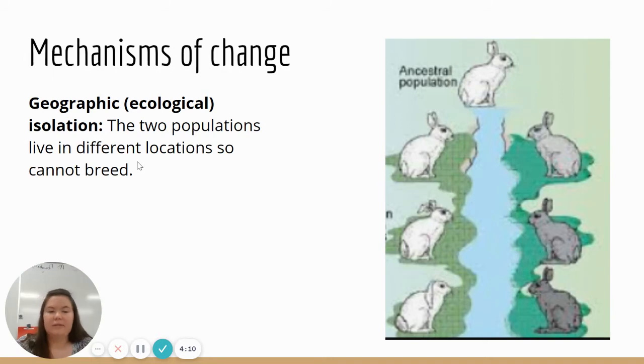One of these mechanisms is geographic isolation or ecological isolation. The populations live in different locations. So some are on this side of the river, some are on that side of the river, and they can't breed because they don't cross the river. So they physically are not in the same location. So they can't breed together.